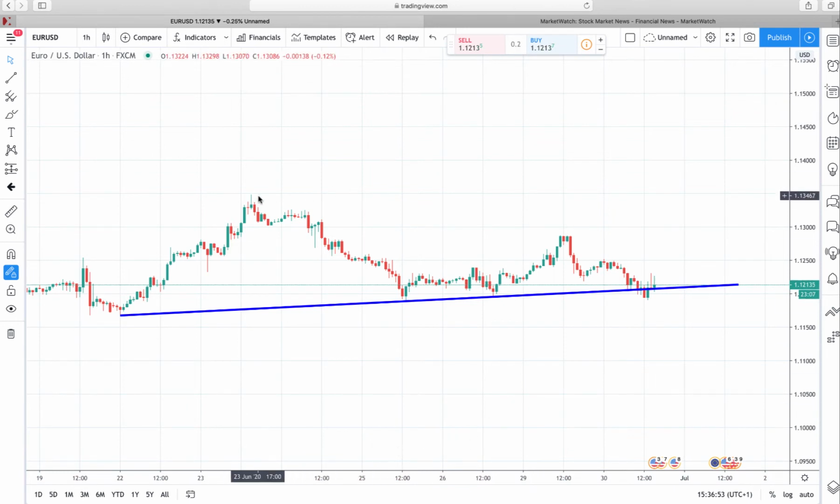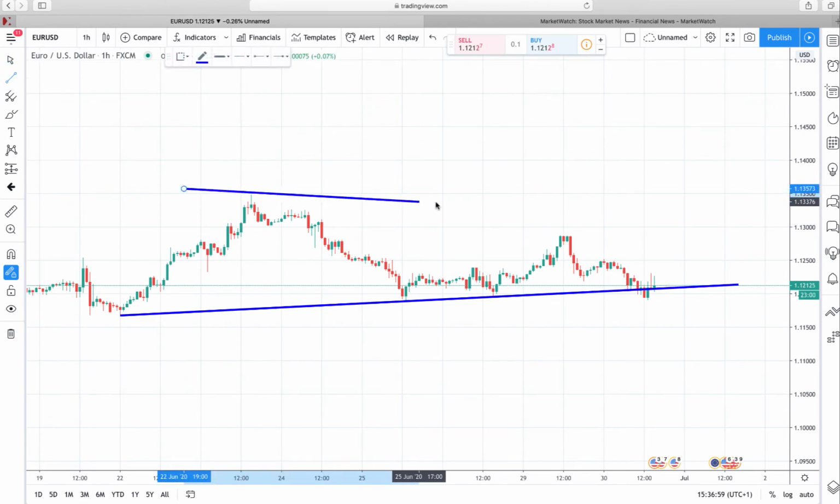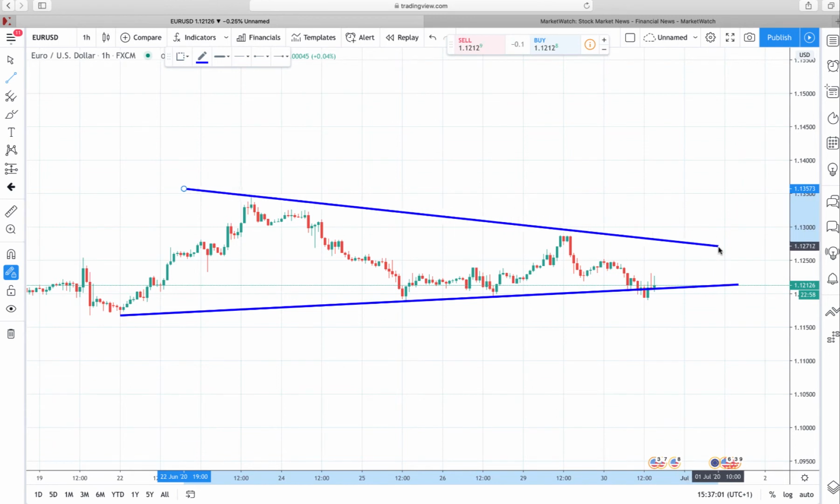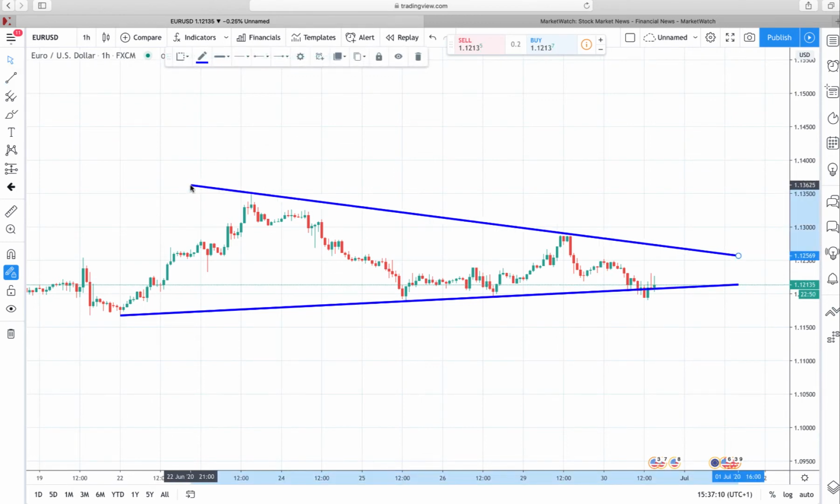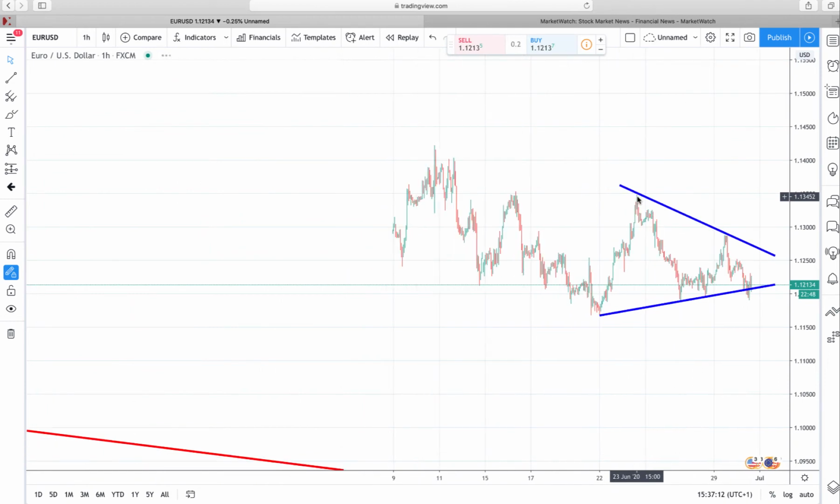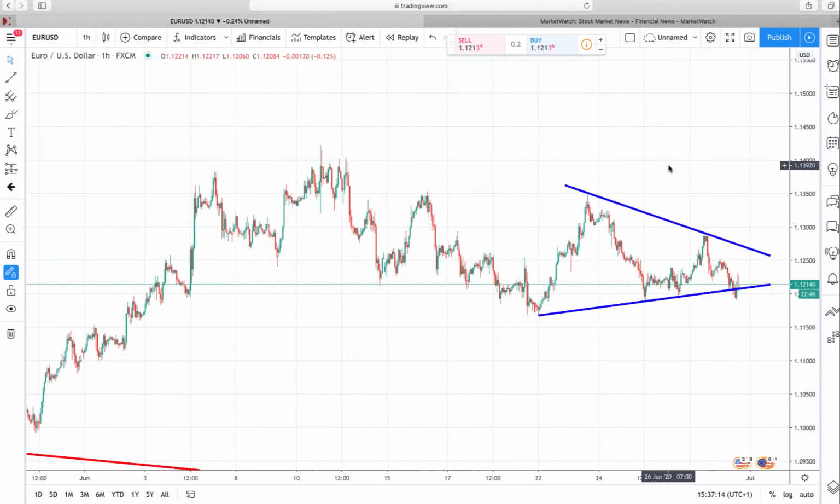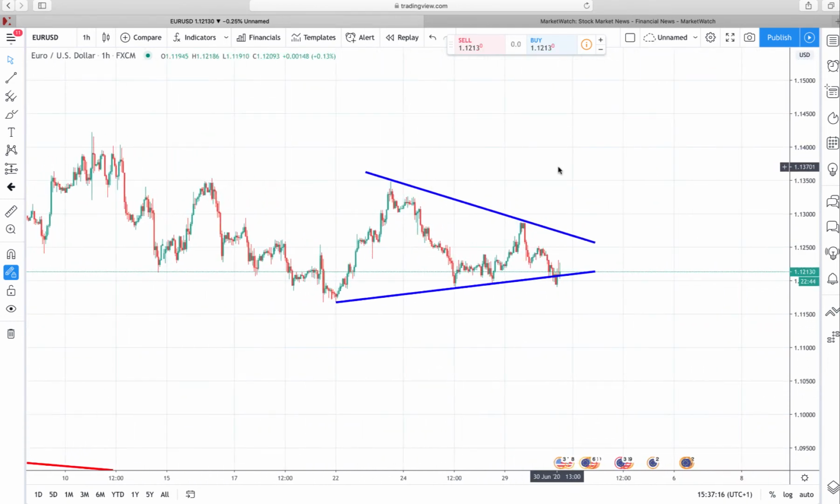Basically, my top line is going to be somewhere here, okay? So let's see. Ooh, look at that. Okay, what you can see on your screen here is something called a pattern, okay? This is the beginning of a triangle pattern, which has started being created at the moment.